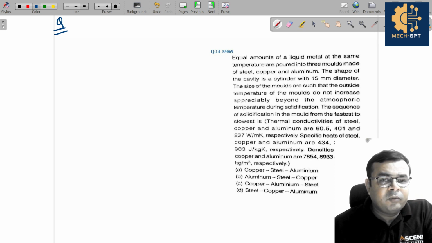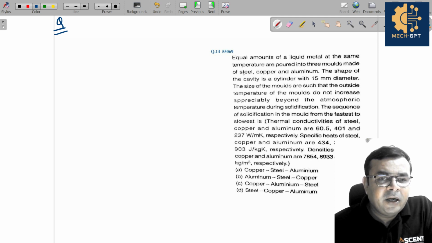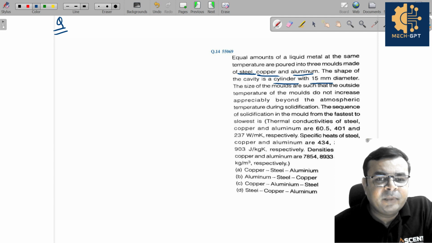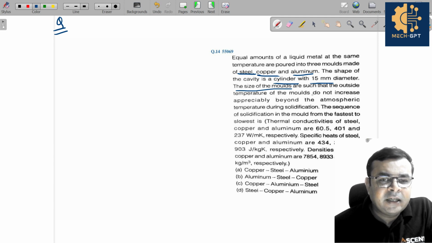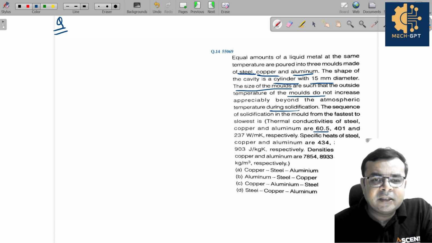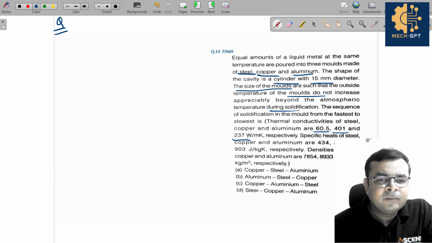So equal amounts of a liquid metal at the same temperature are poured into three molds made of steel, copper, and aluminium. The shape of the casting is a cylinder with 15 mm diameter. The size of the molds are such that the outside temperature of the molds does not increase apparently beyond the atmospheric temperature during solidification. The sequence of solidification in the mold from the fastest to slowest is asked, and the thermal conductivity is given here: for steel, that is 60.5, for copper 401, and for aluminum 237 watt per meter Kelvin.